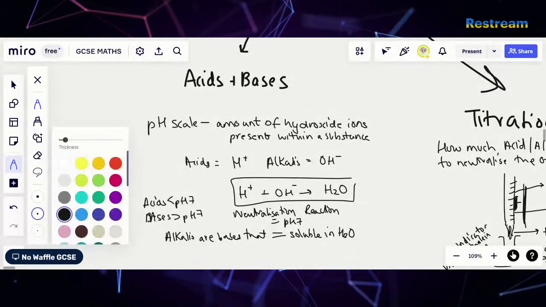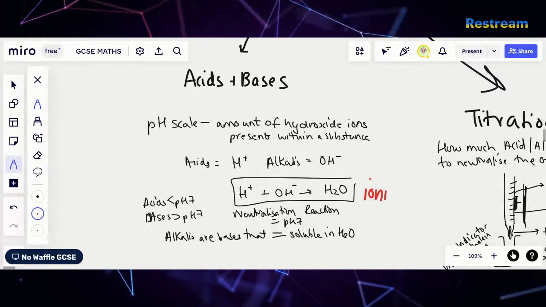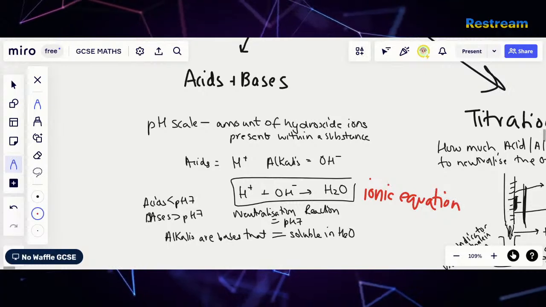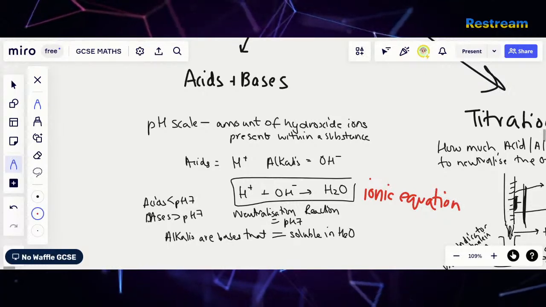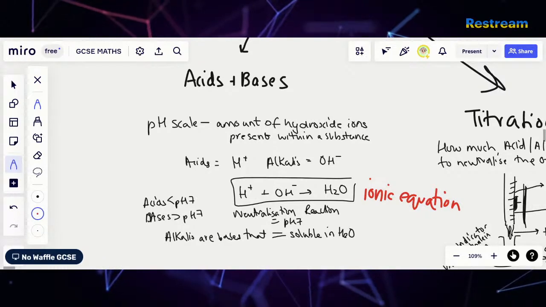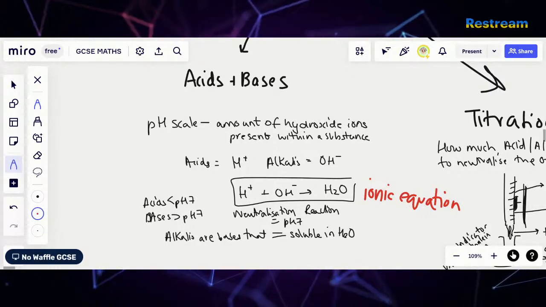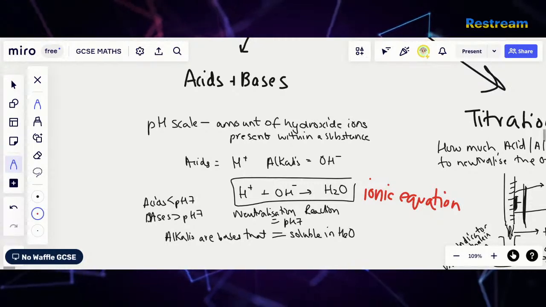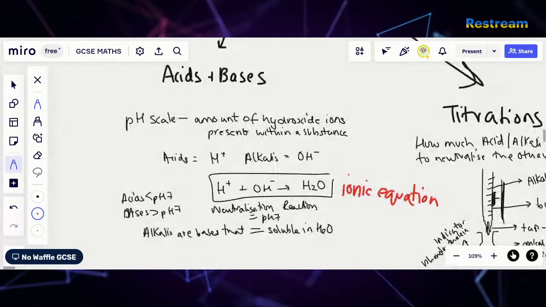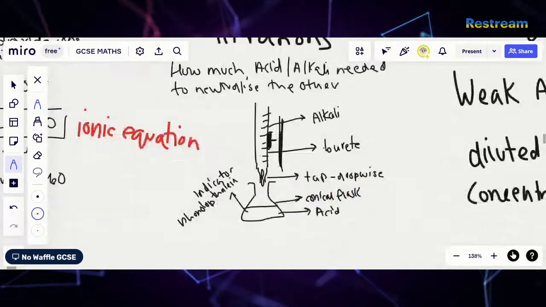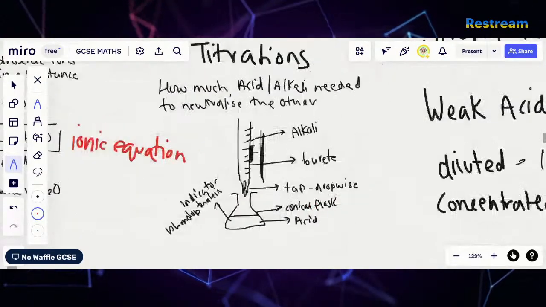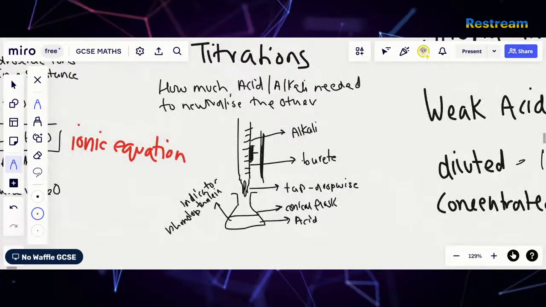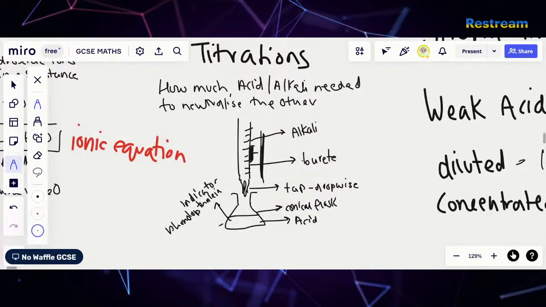So this is what you would call the ionic equation. That the H plus ions in an acid react with the OH minus ions in an alkali to form something neutral, water. And that just shows us the ionic equations of neutralization reactions. We then look at titration, which is when you're finding out how much acid or alkali is needed to neutralize the solution. You have your burette, you have your conical flask, you might even want to have a white tile if you wanted to.